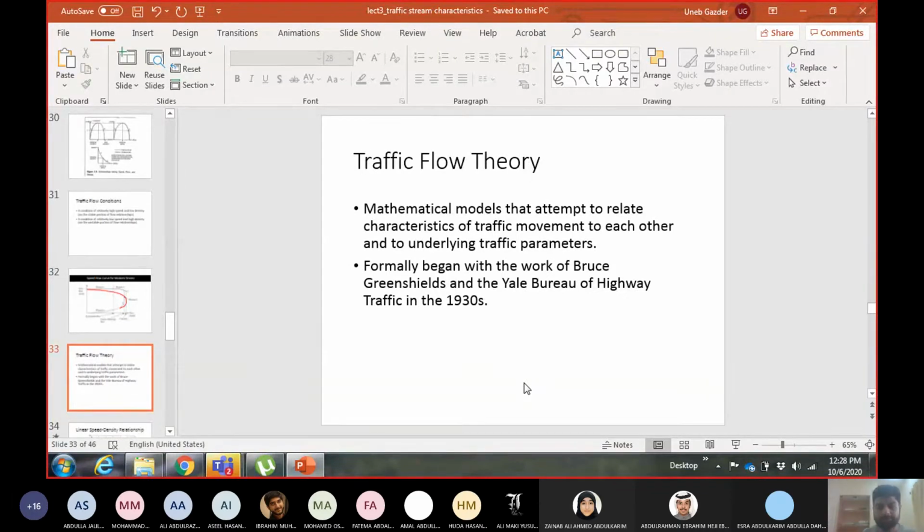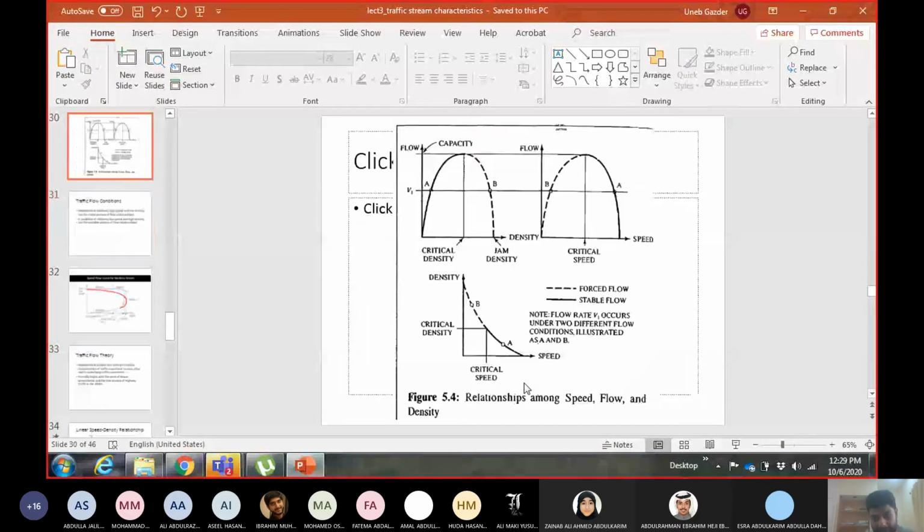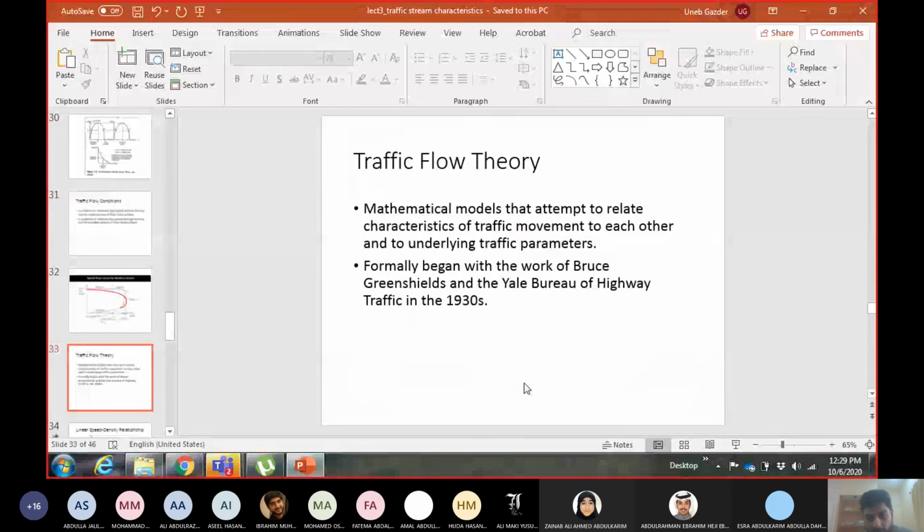So there are models which are developed between speed, flow, and density, and from those models these curves have been plotted. So a combination of those models is known as traffic flow theory. The idea of combining these models in different equations came from Bruce Greenshields in the 1930s. So you can see how old this concept is, that flow, speed, and density are related to each other. When you change something, the other thing automatically changes. So it is coming from the 1930s.